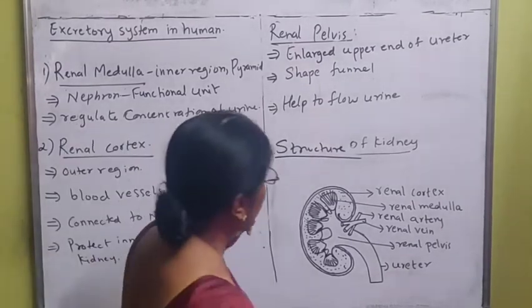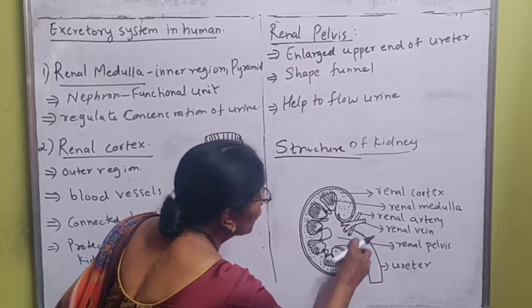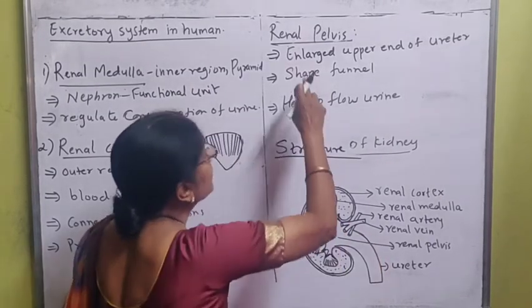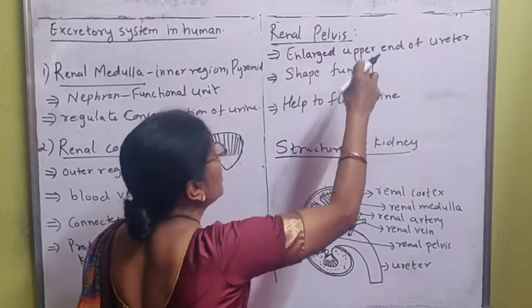Last is your renal pelvis. Can you see the funnel-like part here? At the mouth of the kidney there is a funnel-like part. This is called the renal pelvis. What is it?